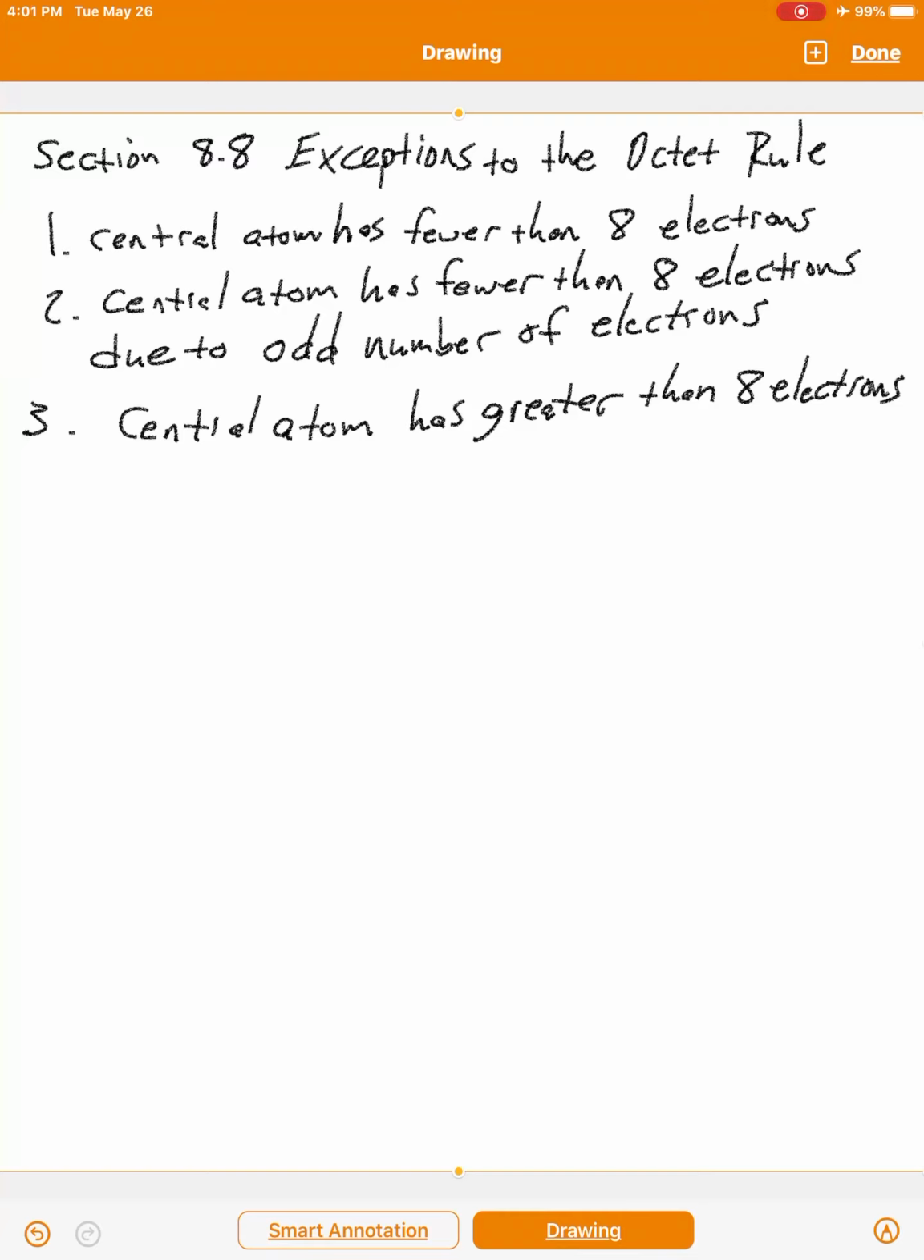So there's 3 situations here that we're going to discuss. One is the case where the central atom has fewer than 8 electrons, and that's particularly with beryllium and boron. In the second situation, the central atom has fewer than 8 electrons because we have an odd number of electrons. It turns out there are some chemical species that have an odd number of valence electrons. And then finally, there's the case where a central atom appears to have more than 8 electrons. So we're going to take them one at a time.